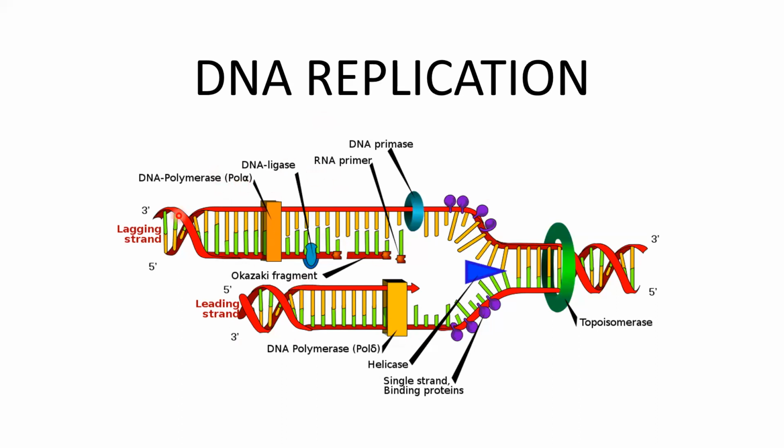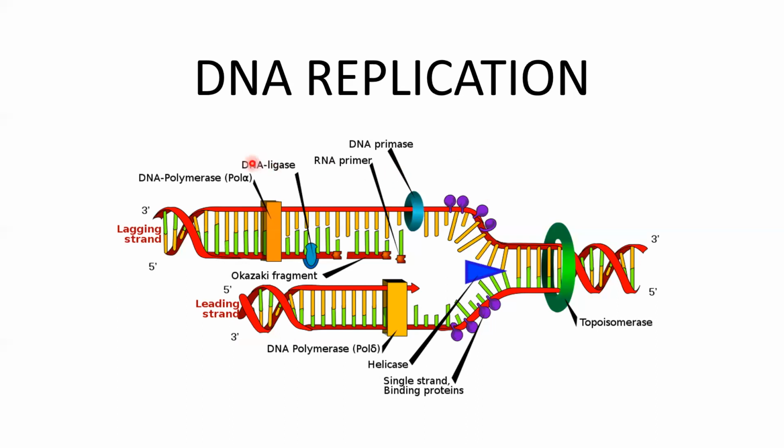On the lagging strand, relatively more, but then the DNA polymerase does the work, right? And that's exactly what happens. That's how the whole chain is made. So this is what DNA primase is for: the initial 10 nucleotides or 5 nucleotides that form the primer.